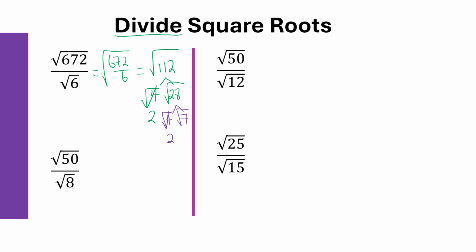So my final answer is going to be multiply the numbers outside the square root. 2 times 2, which is 4. And then you bring down the square root of 7.